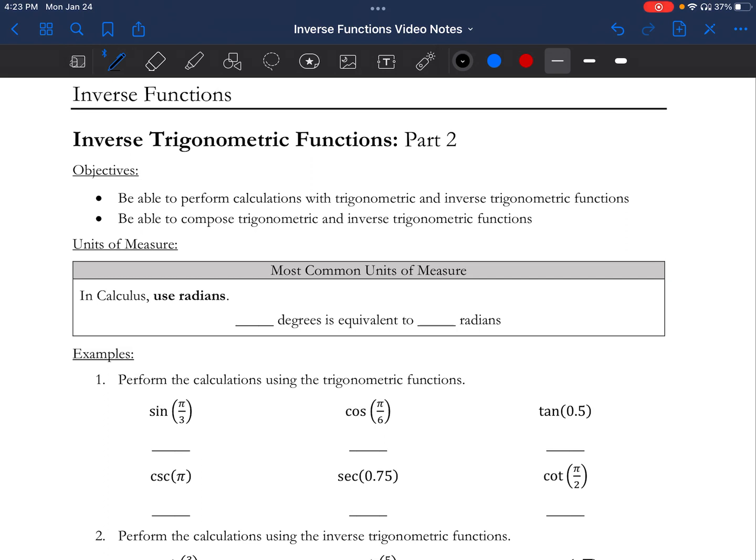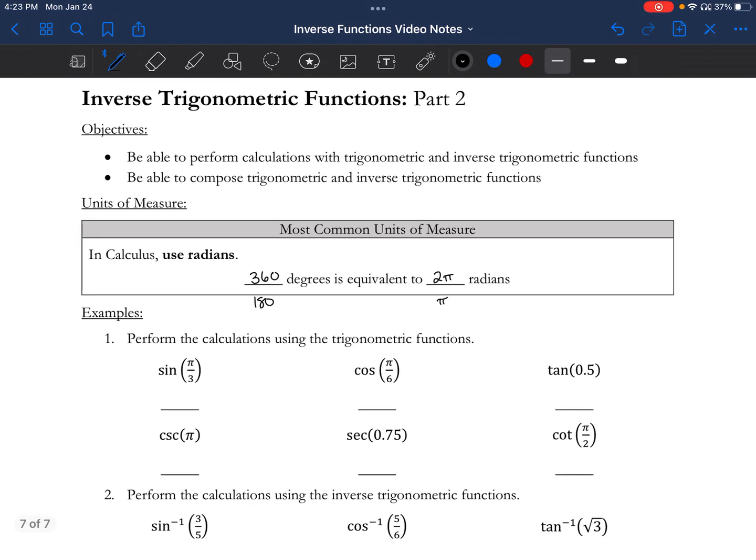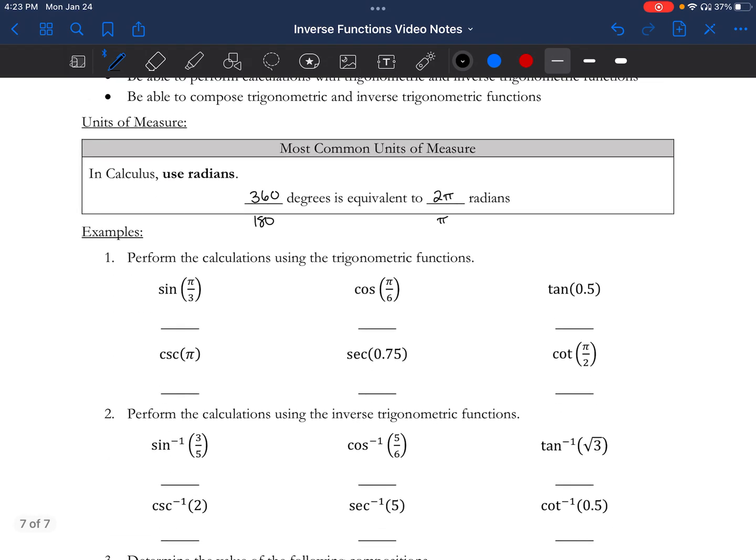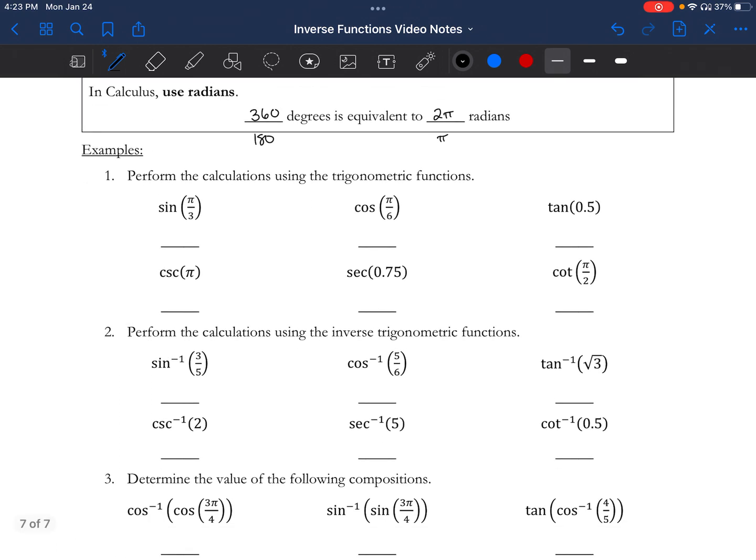So before I get into this, just remember that 360 degrees is the same thing as 2 pi radians. Another way to remember this is 180 degrees is the same as 1 pi radians. Those are the two most common things to keep in mind. The other thing I want to go ahead and do is talk about how to calculate, again, just with regular trigonometric functions.